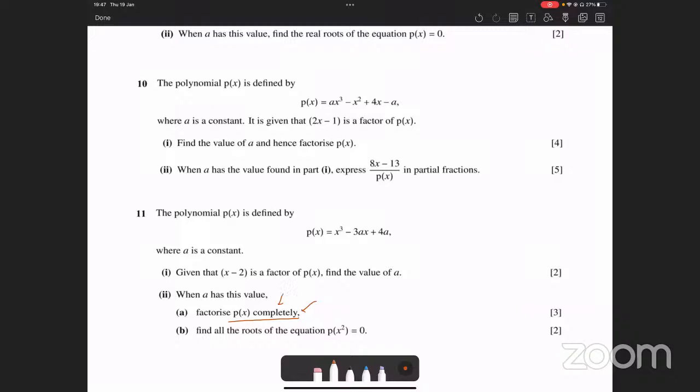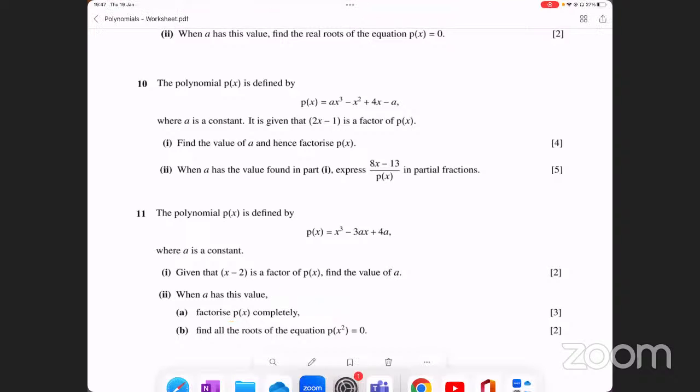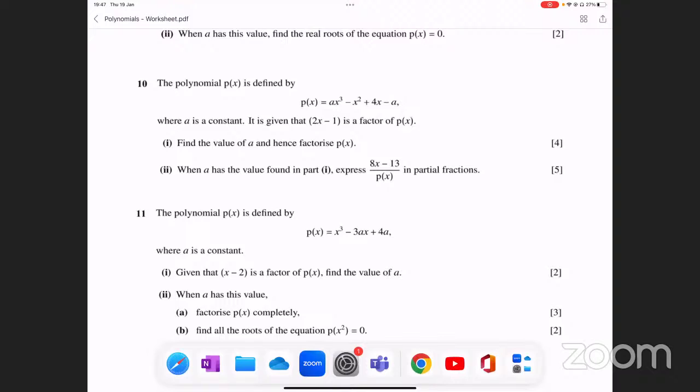But even if they do not give you any hint, you should always check if you can factorize the quadratic factor further. If you can, you should do that. If not, you can just leave it like that. Okay. Okay sir, thank you. Anything else?